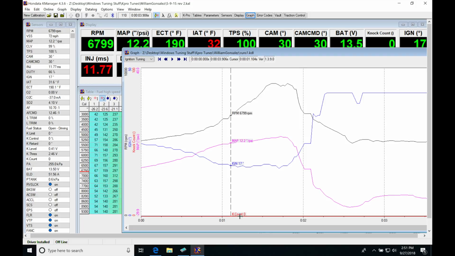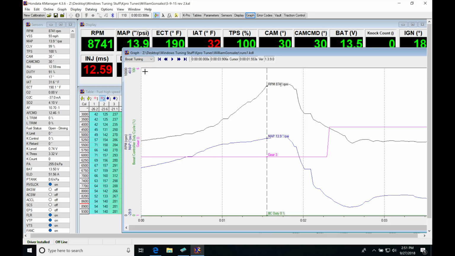And we have our knock count down here. We have our map sensor on our pink line and our engine RPM here on our black line. Let's jump into our boost tuning.